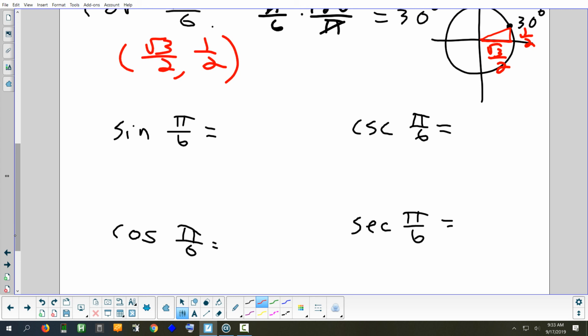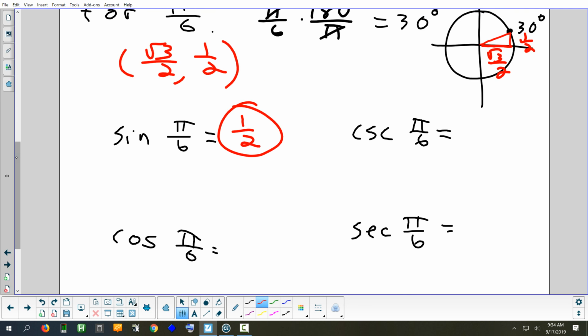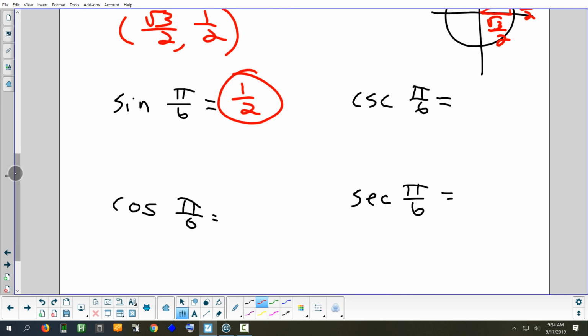Right, so let's start with the sine. How about Riley? What would be the sine of pi over 6? 1/2. Yeah, it's just the y value, 1/2. Nice and simple, nothing else to do. Okay, Madison, how about my cosine? The square root of 3 over 2. Perfect. Just the x value, nothing else we have to do.